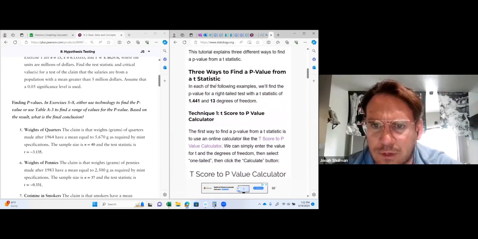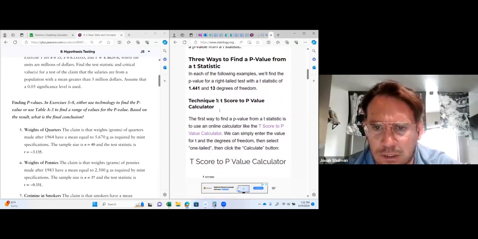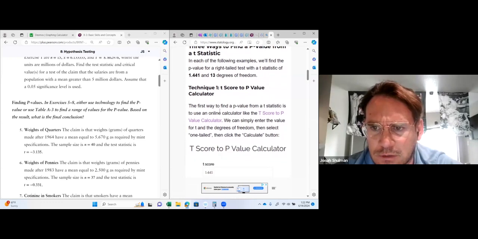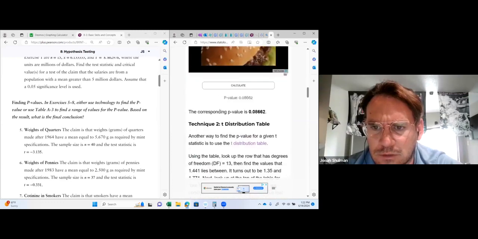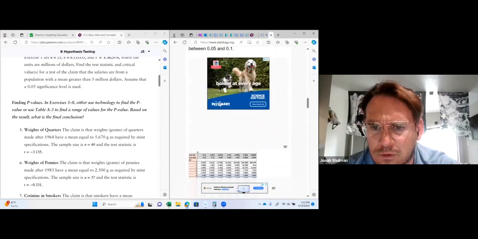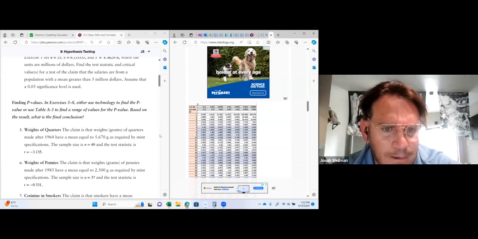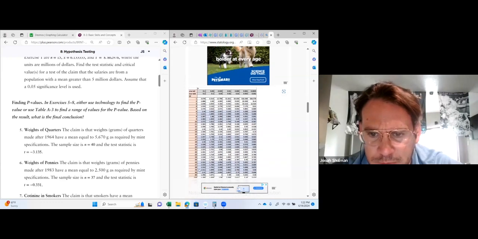Three ways to find a p-value from a t-statistic. In each of the following examples, we'll find a p-value for our right-tailed test. The first way to find it is to use an online calculator like the t-score to p-value calculator. So it's just a calculator. We can use a distribution table and see what it falls between. Here we have degrees of freedom of 39. Now it stops here.